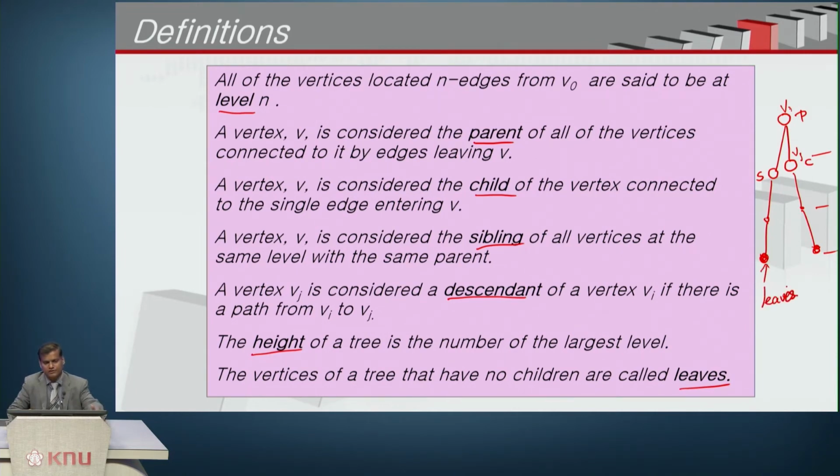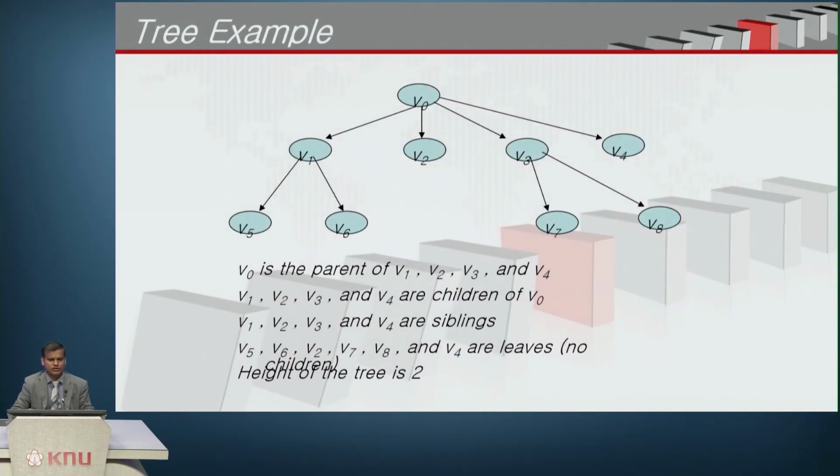Let's consider an example. V0 is the parent of V1, V2, V3, V4, and V1, V2, V3, V4 are the children of V0. V1, V2, V3 and V4 are siblings. V5, V6, V7, V8 are the leaves because they have no children, and the height of the tree is 2. We can see from here level 1 and level 2, so 2 is the height.